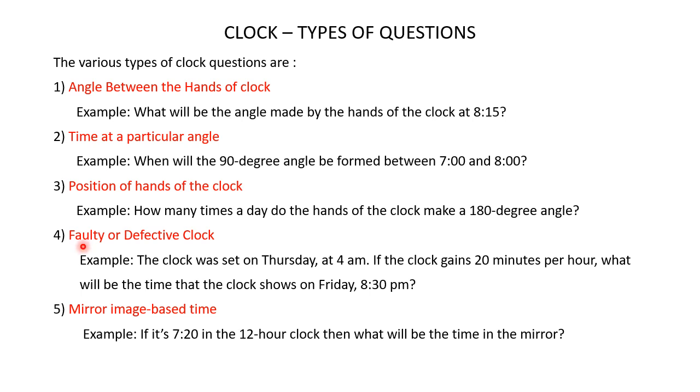The fourth type is faulty or defective clock. For example, the clock was set on Thursday at 4 a.m. If the clock gains 20 minutes per hour, what will be the time that the clock shows on Friday at 8:30 p.m.? The fifth type is mirror image based time. For example, if it is 7:20 in the 12-hour clock, then what will be the time in the mirror?